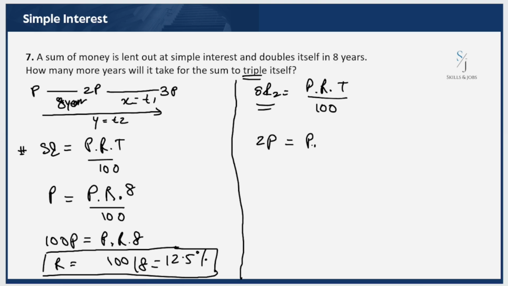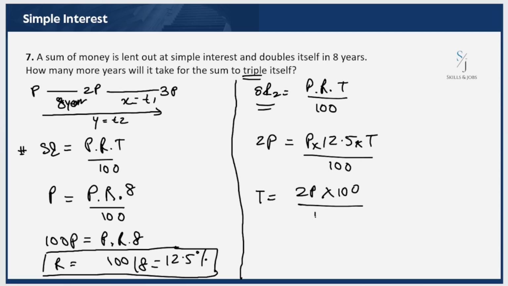Now P into R, we have the value of R from here. So 12.5 into P divided by 100. T is equal to 2P into 100 divided by P into 12.5. This P and P will get cancelled, and if you solve this, you are going to get the value of 16 years. Now what is the T here? T we got is 16 years.